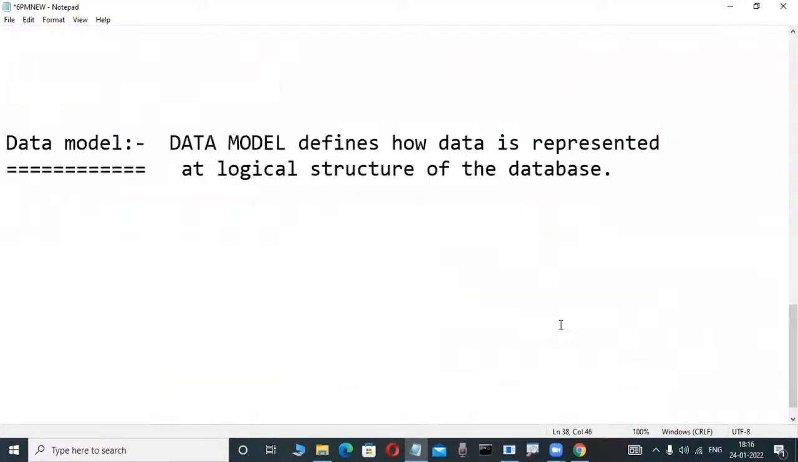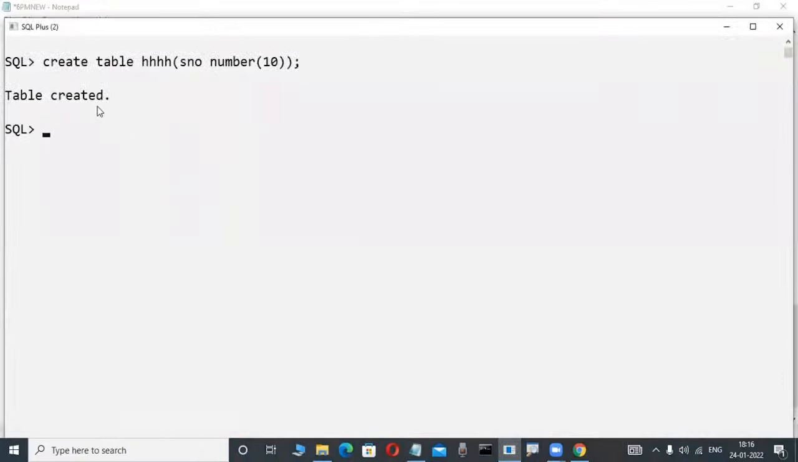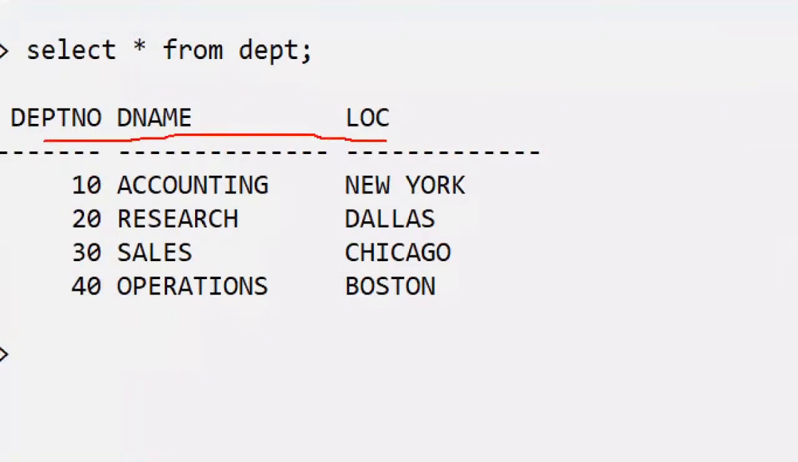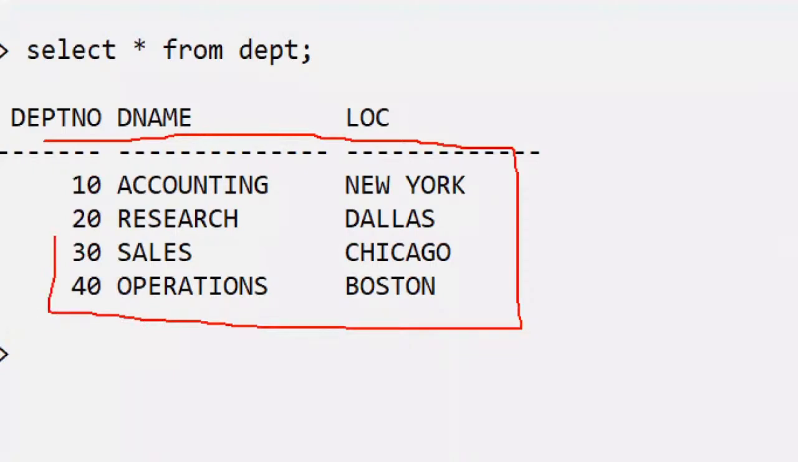Very good. Now in this database, how data is represented is specified in the format of records. These collections of records are in matrix format. Whenever there is a logical structure, data is represented in a matrix format, rows and also columns. That's why this is a data model: how data is represented at a logical structure.